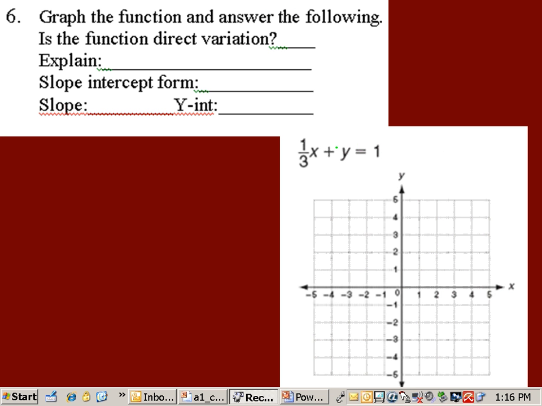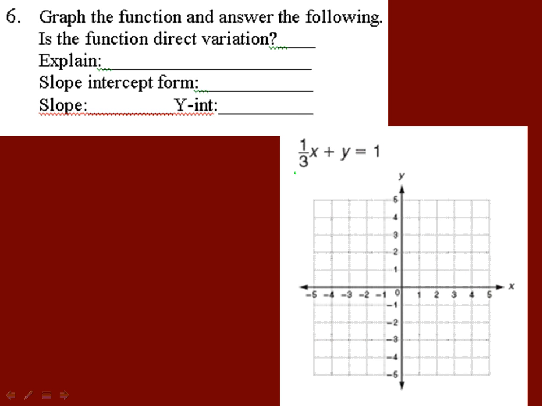Okay, so here's my problem. 1/3 x plus y equals 1. What do you have to do first? Say it. And what's y equals form called? Slope-intercept. So I rewrote this. y equals negative 1/3 x plus 1.